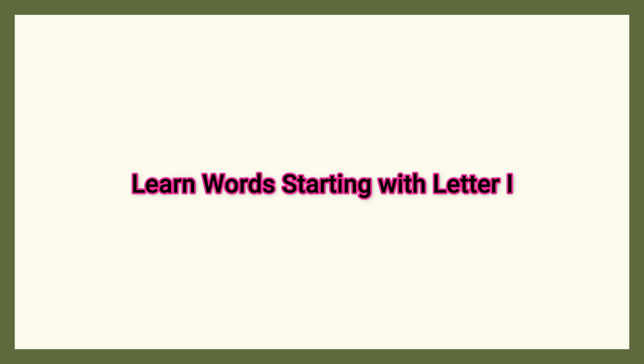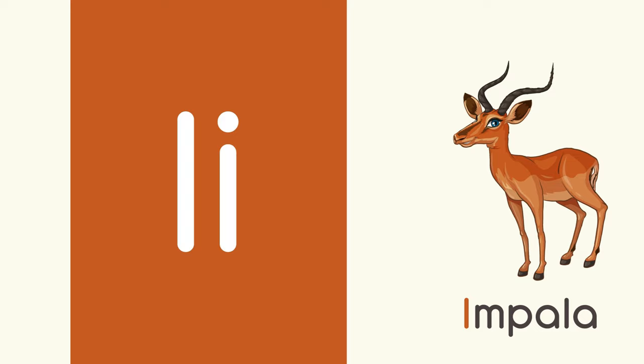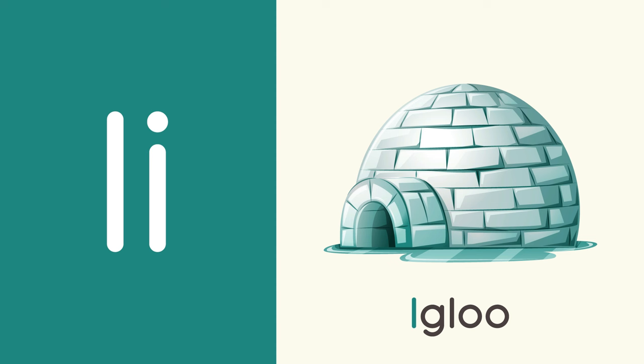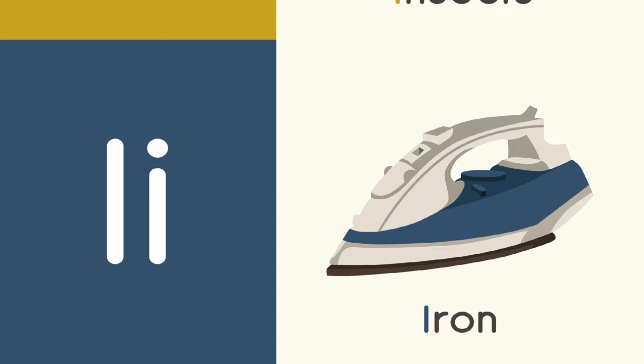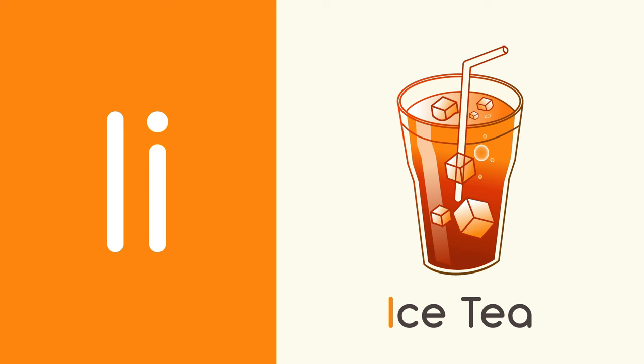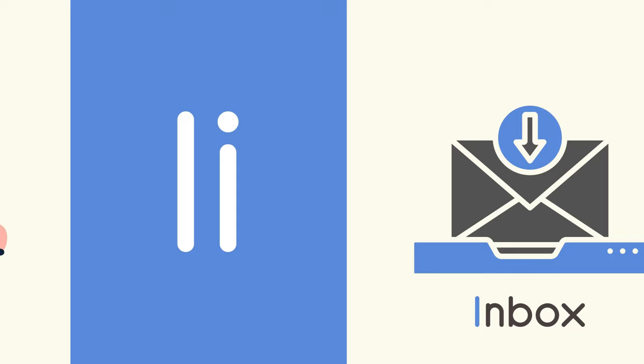I is for impala. I is for ice cream. I is for igloo. I is for iron. I is for insects. I is for iced tea. I is for inbox. I is for ice skates.